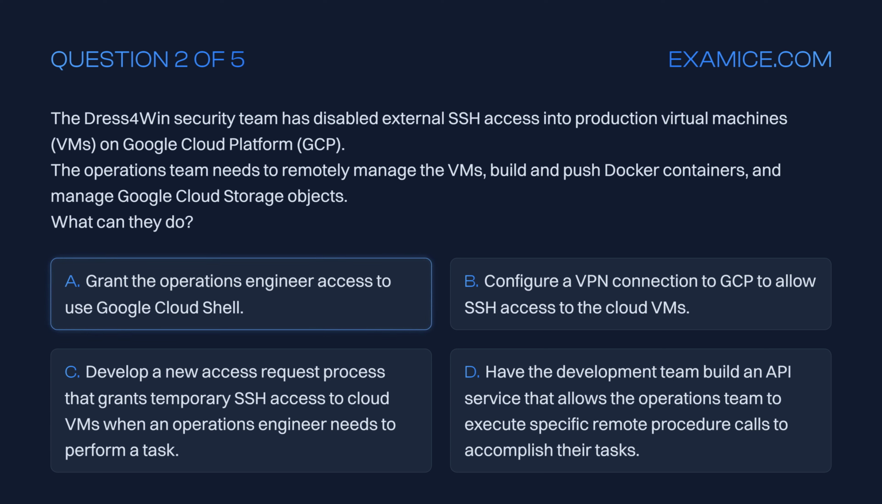Option A. Grant the operations engineer access to use Google Cloud Shell. Option B. Configure a VPN connection to GCP to allow SSH access to the cloud VMs. Option C. Develop a new access request process that grants temporary SSH access to Cloud VMs when an operations engineer needs to perform a task. Option D. Have the development team build an API service that allows the operations team to execute specific remote procedure calls to accomplish their tasks.